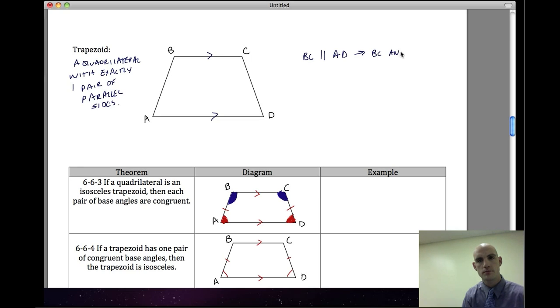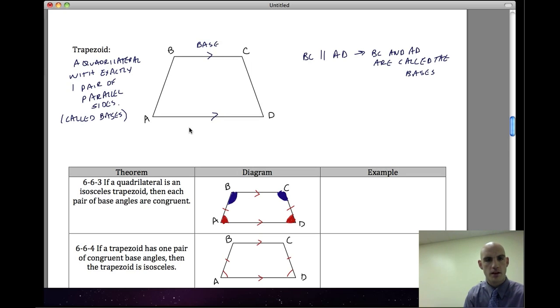BC and AD are called the bases. Okay, so the parallel sides are called bases. Okay, so this is a base and this is a base.